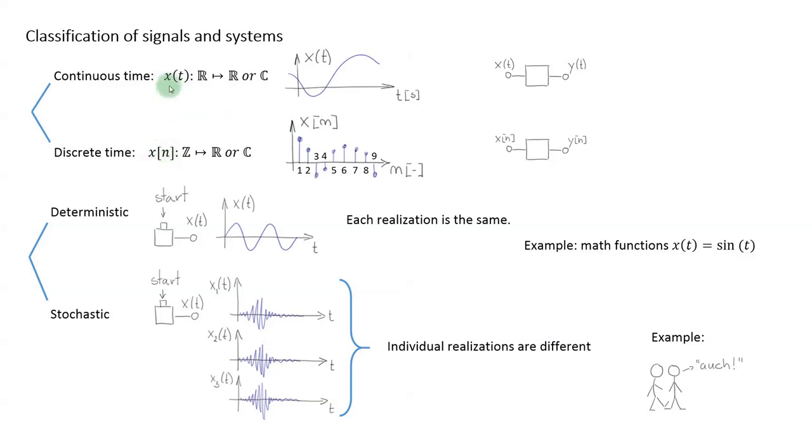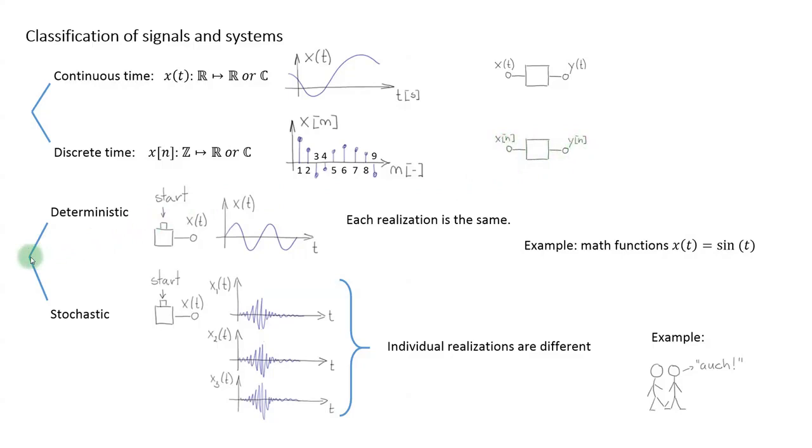The continuous time signals have their argument in round brackets, and the discrete time signals have their argument in square brackets. Now, regarding the systems, the continuous time system is the one which operates on the continuous time signals, and the discrete time system is the one which operates on the discrete time signals.